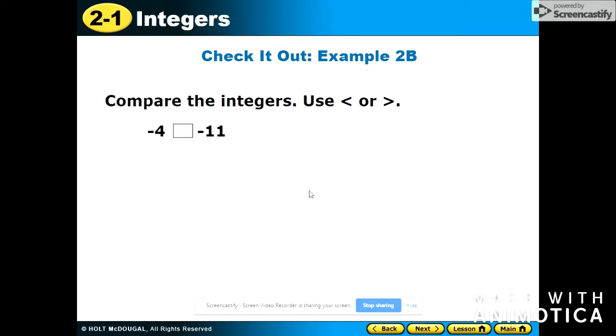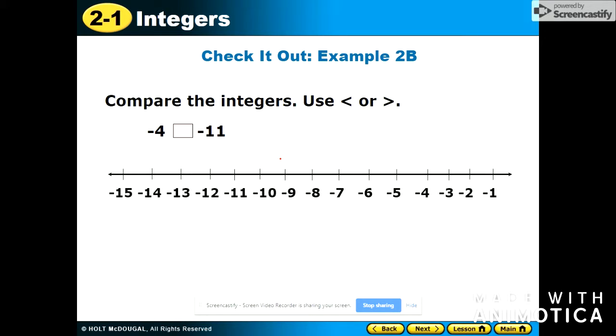Okay, one more to try out here just to make sure we get it. Compare negative 4 and negative 11. All right, so start by making your number line and plot your two points, negative 4, negative 11. You'll see negative 11 is further to the left, so that has to be less than. Negative 4 is further to the right, that has to be greater than. Pac-Man eats the bigger number.